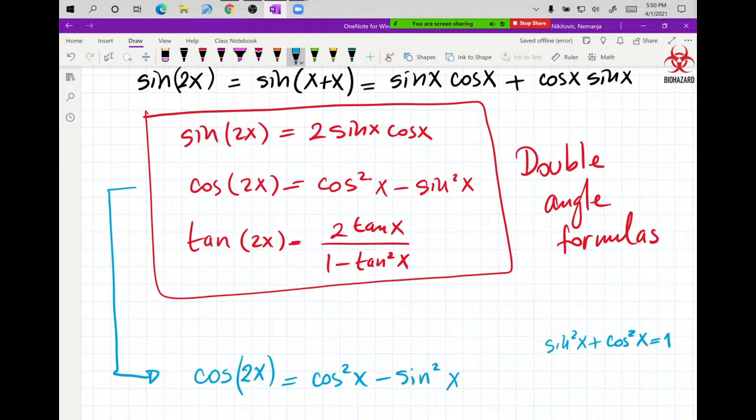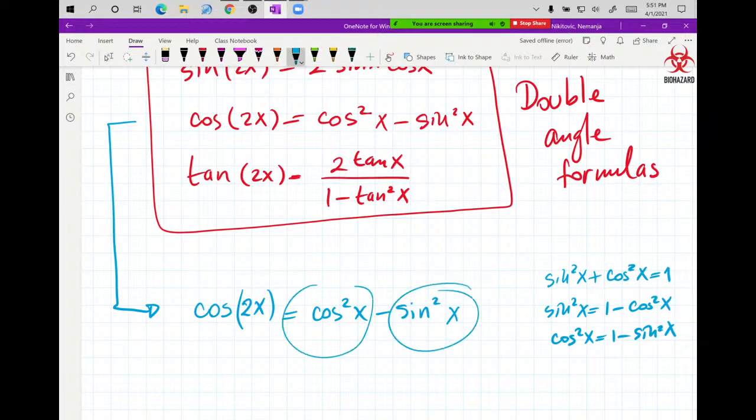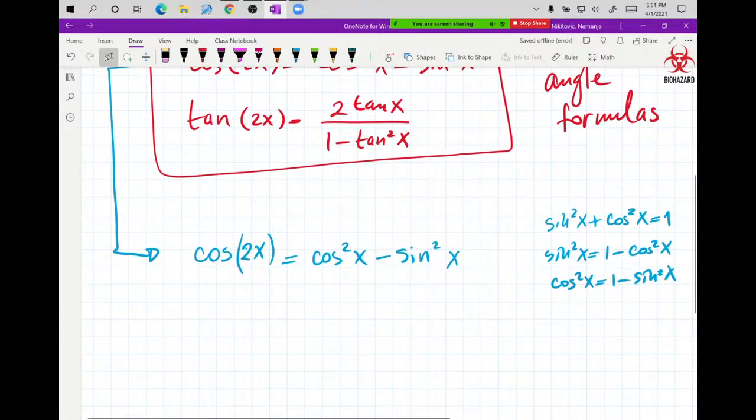And you can flip that one into sine squared x equals 1 minus cosine squared x, and cosine squared x equals 1 minus sine squared x. Now, I hope you see where this is going, because I can replace these one at a time. So let's say orange. If I replace the sine, what do I get?